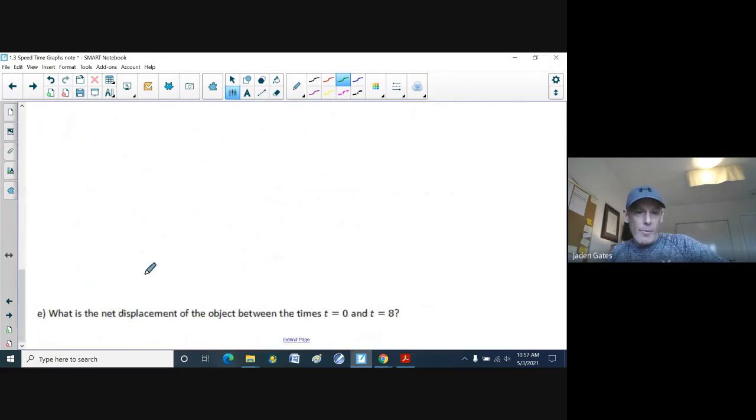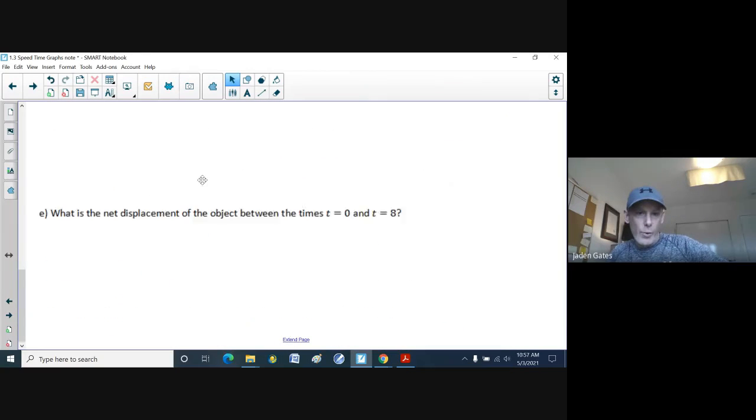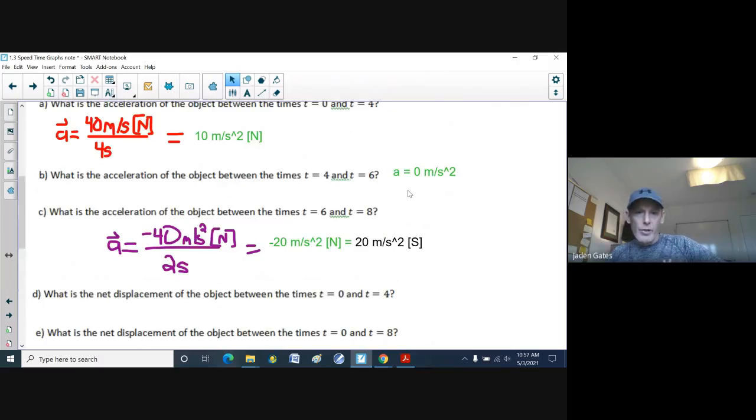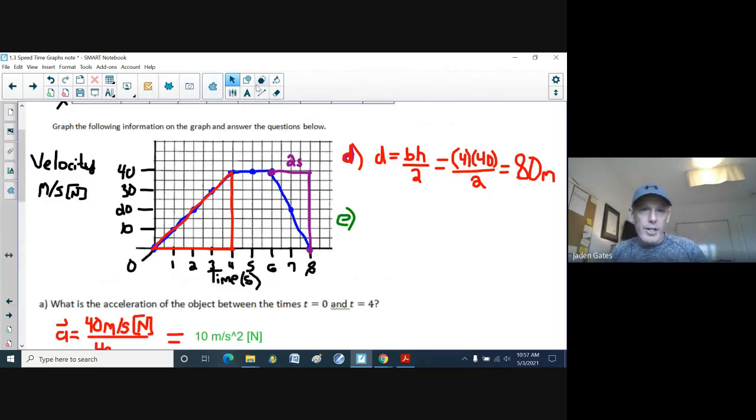Let's see here. It's down here somewhere. There it is, way down here. What is the net displacement between the times 0 and 8? 0 and 8. So we've got to find the area of this whole thing here. It's getting a little messy here. I'm going to clean up this slope here. Let's get rid of that. So again, my blue. There we go. Between 0 and 8, there's my blue line.